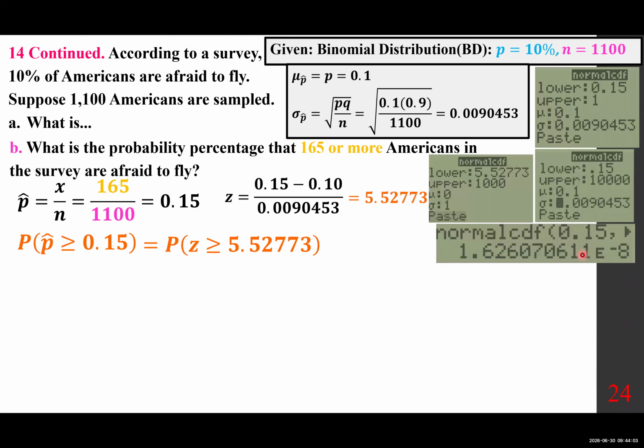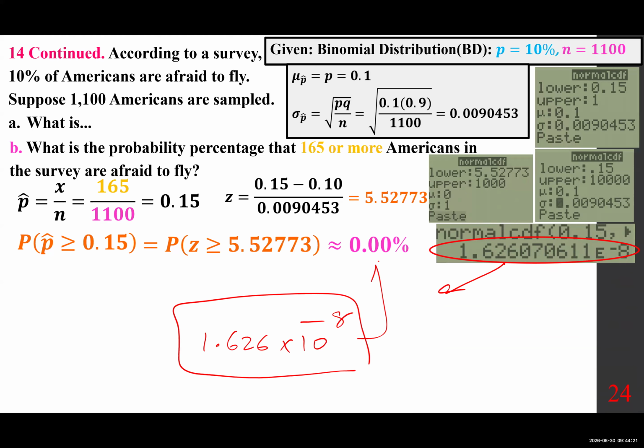And as you can see, the answer, look at this one. What does that mean? Times 10 to the power of minus 8. Let me actually write that. This means 1.626 times 10 to the power of minus 8. And that is almost 0, everybody. That's scientific notation.